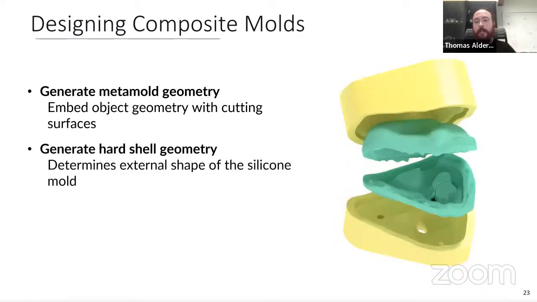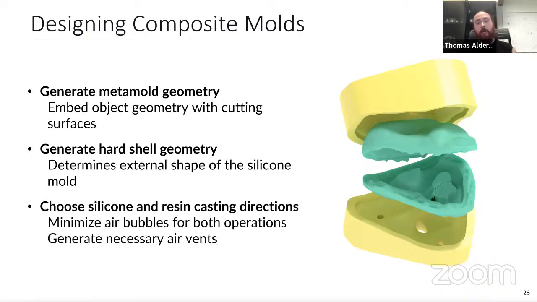The hard shells instead are created for two reasons. The first one is that they allow you to shape the silicon mold external shape. And the second reason is that they allow you to keep the flexible part of the mold, the silicon mold, in place during the casting procedures so that you can have a better accuracy in your replicas.